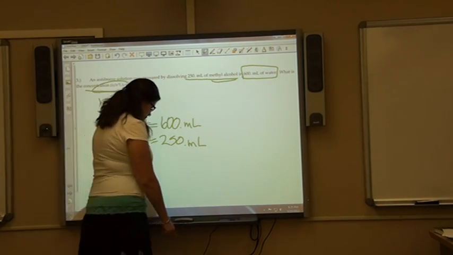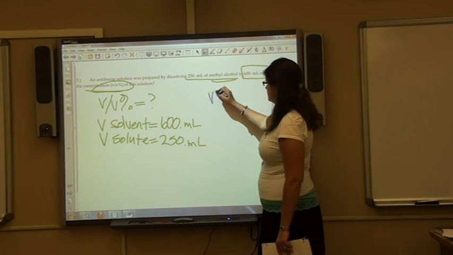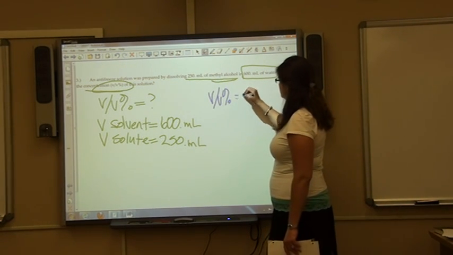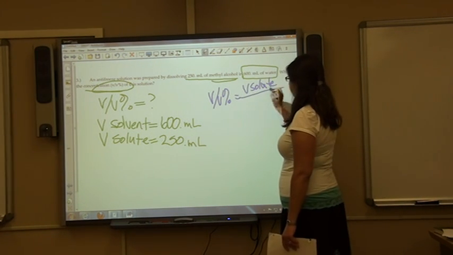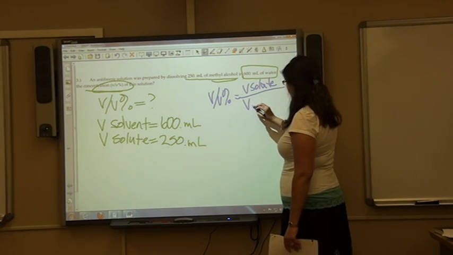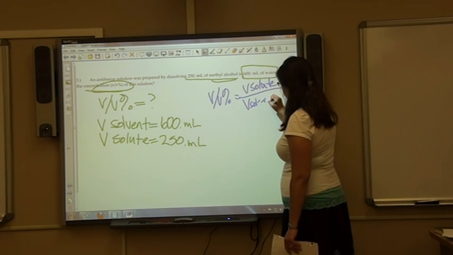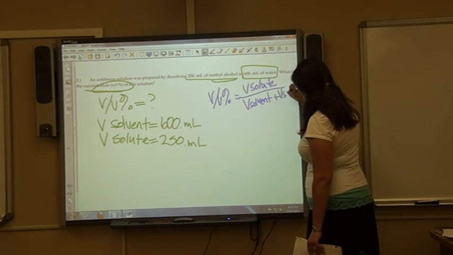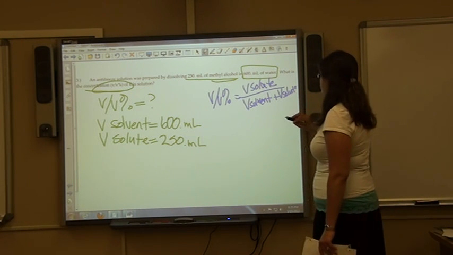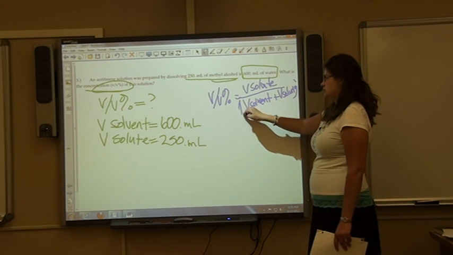Okay, we've got our table down. Let's write our equation. Now I am going to write here solvent plus solute, because I know that I don't have a volume of solution.